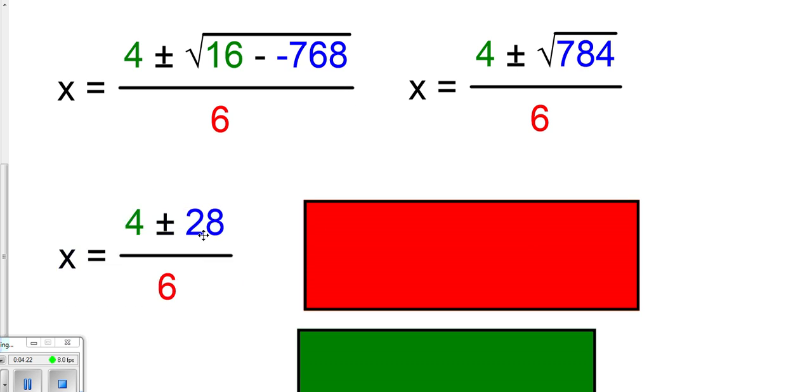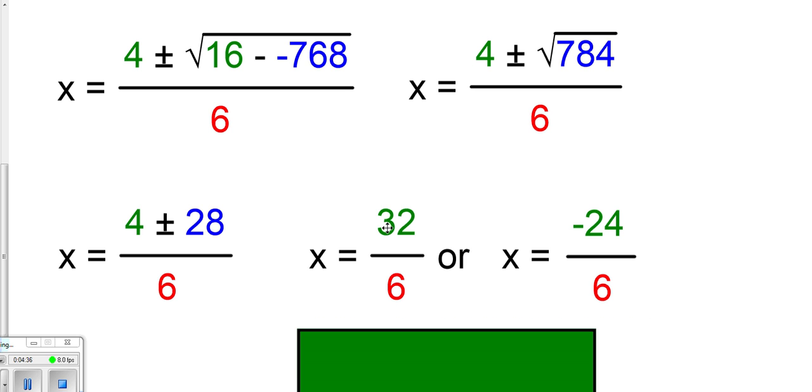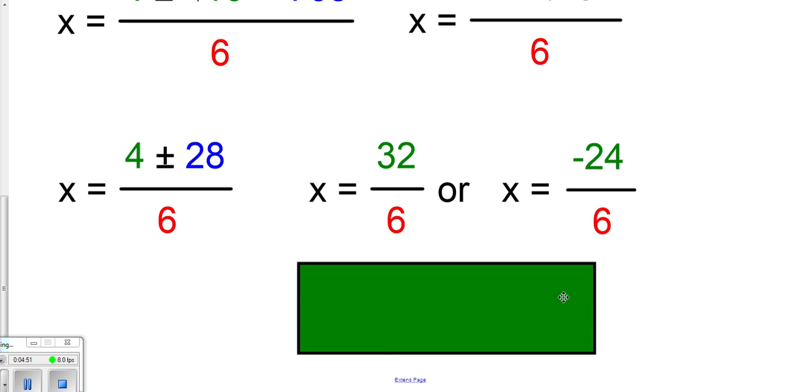From here, the square root of 784 is actually 28. So it's 4 plus or minus 28 divided by 6. Now that we have it all simplified, we break it down into two different answers. One where we do 4 plus 28, which is 32. So it's 32 over 6. Or one where we do 4 minus 28. That would become negative 24, still over 6. So in the end, we have two answers. We'll use these fractions and simplify them.